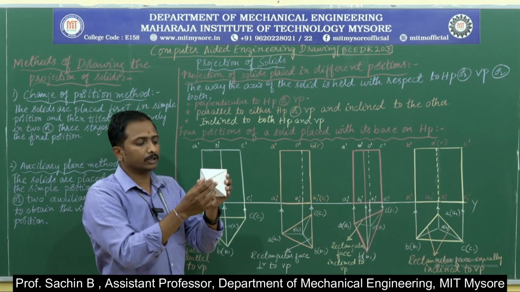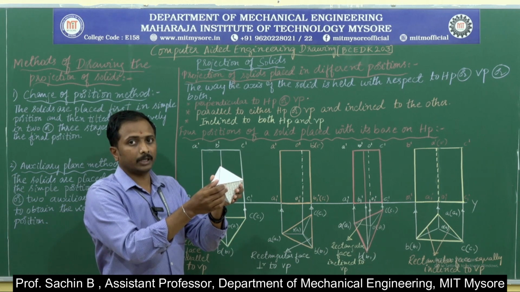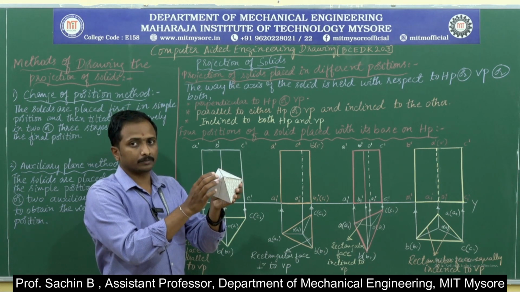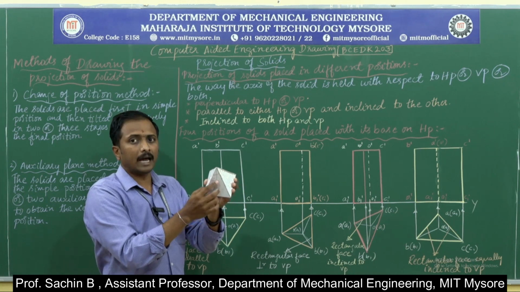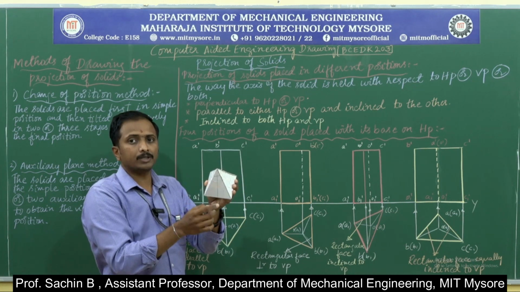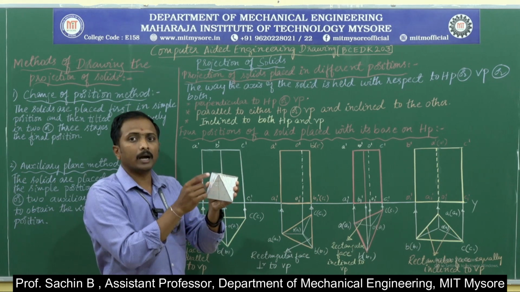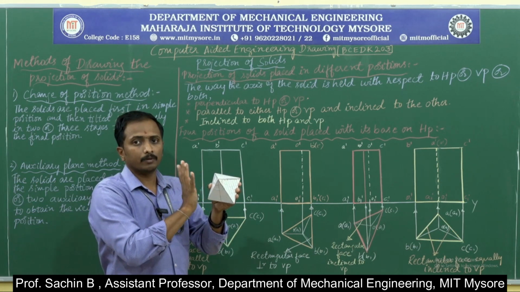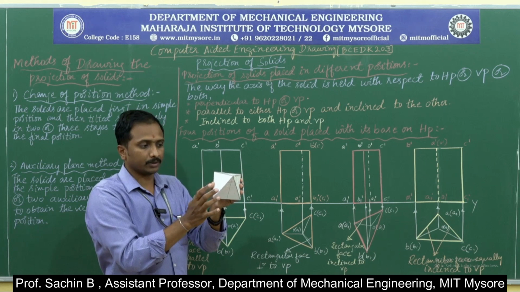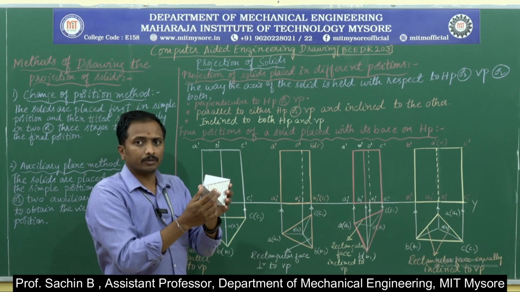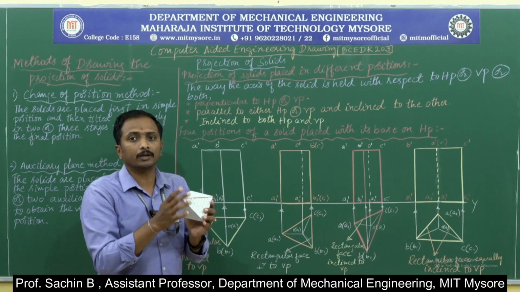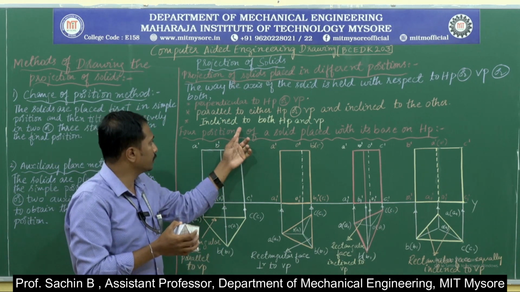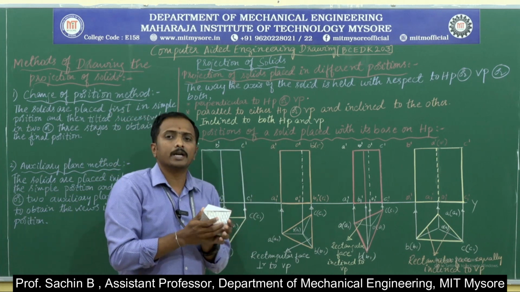Now I am going to tilt this object like this. Again I tilt the object like this. Here the axis will be parallel to HP and inclined to VP if I tilt the object like this. That means in the second condition, the axis is parallel to one plane and inclined to another. And the last condition is about inclined to both HP and VP.